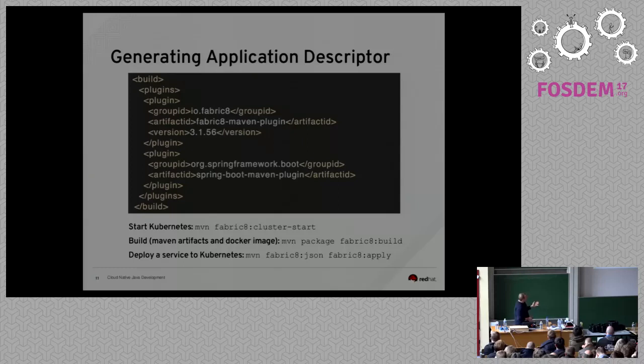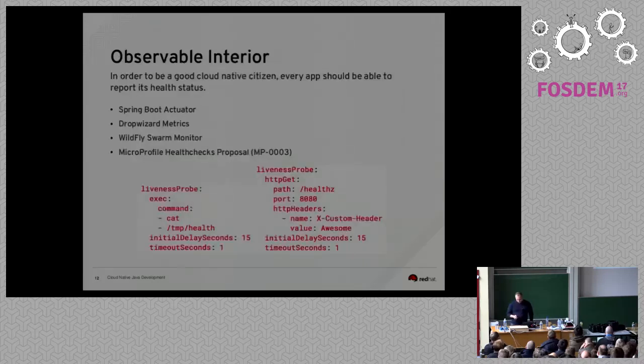At the bottom, I put an example, a couple of Maven commands. With the first one, we can start Kubernetes. With the second one, we can build a Docker container. And the third one, we deploy the Docker container into Kubernetes. This makes Kubernetes almost like your application server running locally, where you can easily start, deploy your Docker containers, update them, shut it down, et cetera.